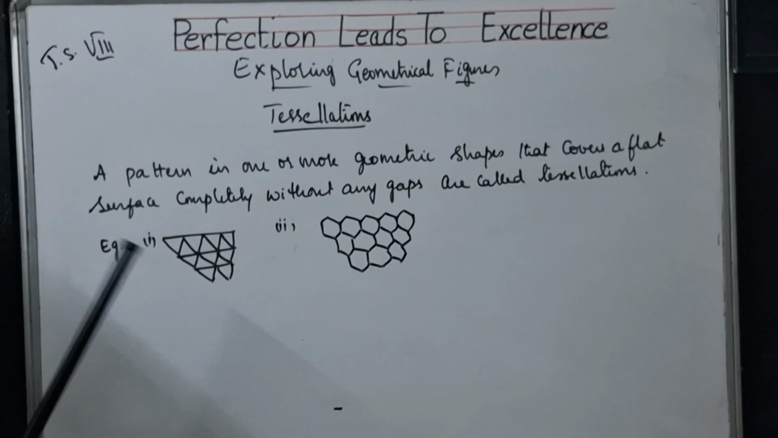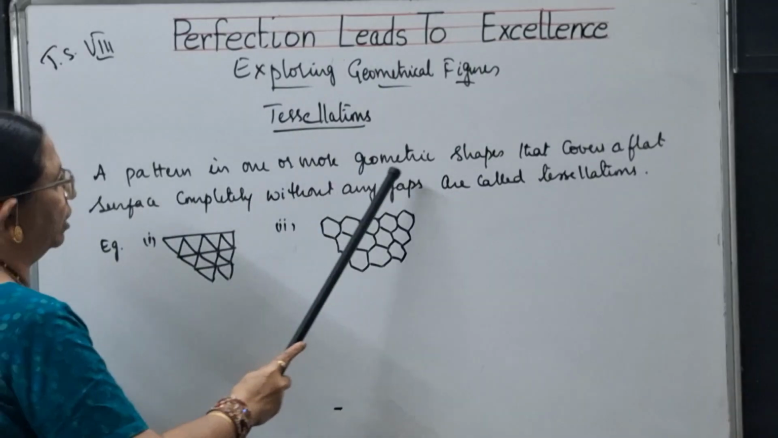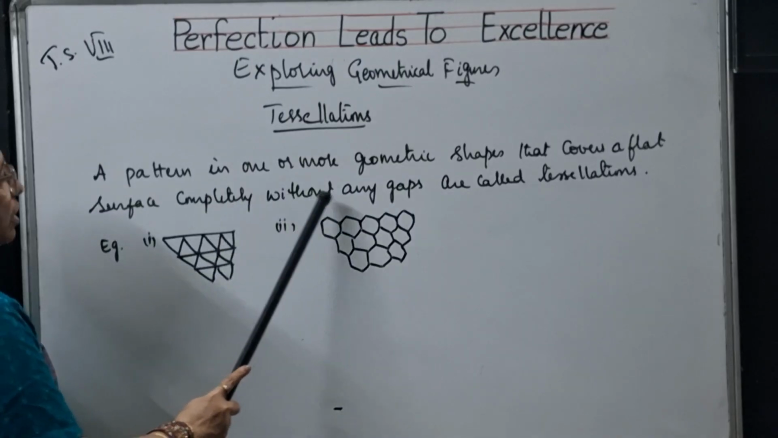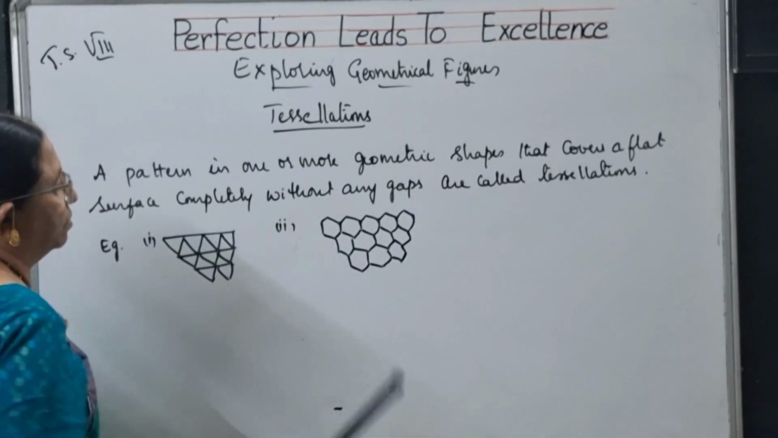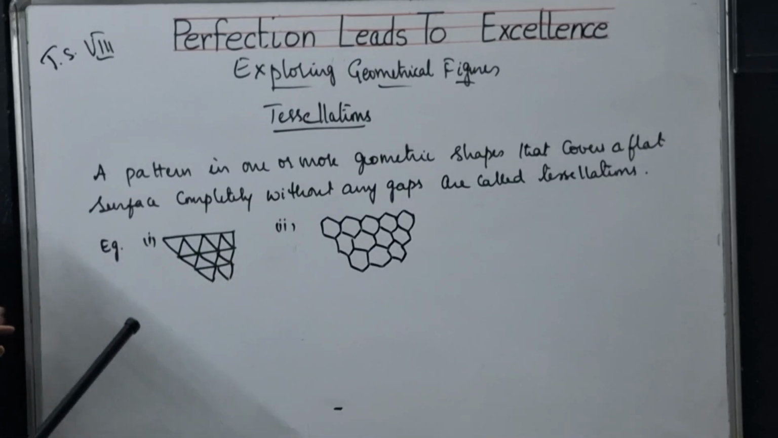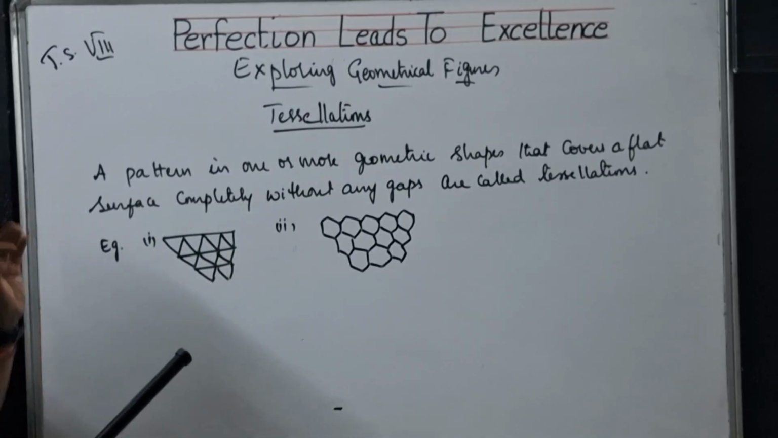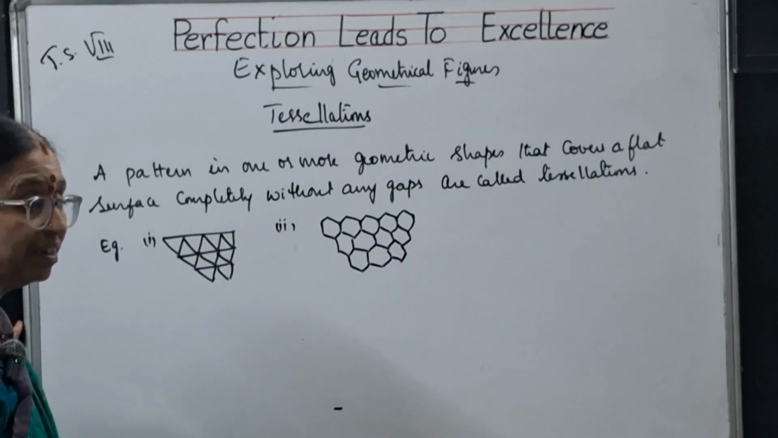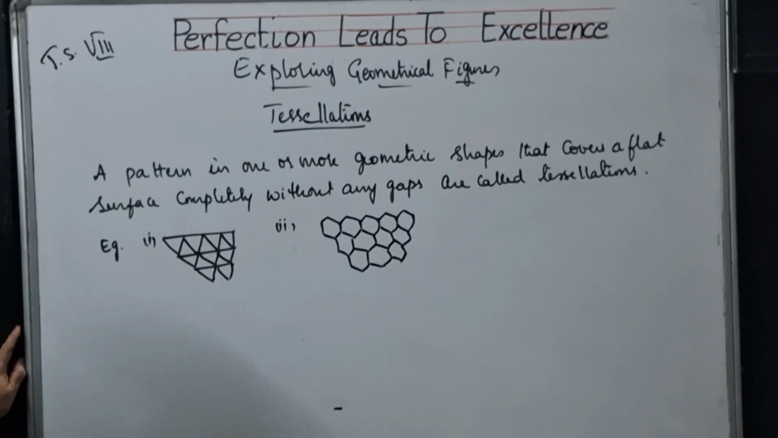Now, tessellations. What are these tessellations? A pattern in which one or more geometric shapes cover a flat surface completely without any gaps. These are called tessellations. Like the various designs that are seen upon the carpets, upon the floors also, upon the roofs, upon certain designs that are there upon the cloths. All these are called tessellations.